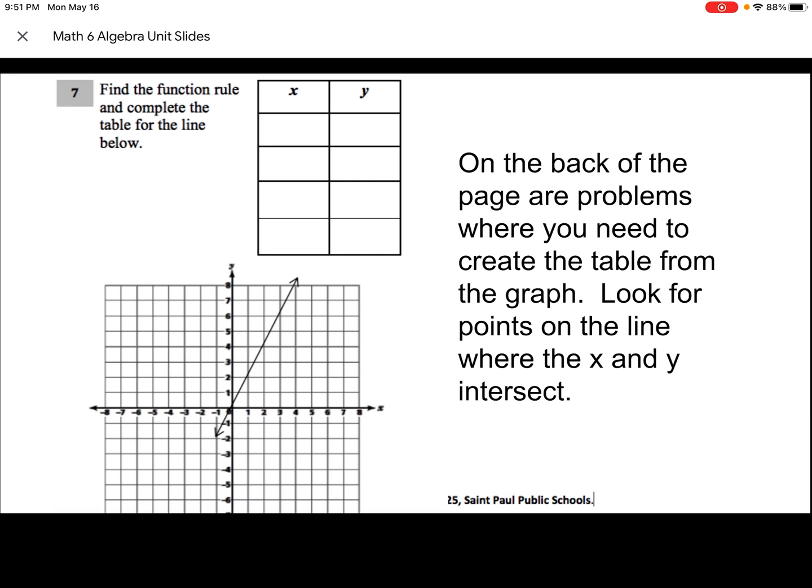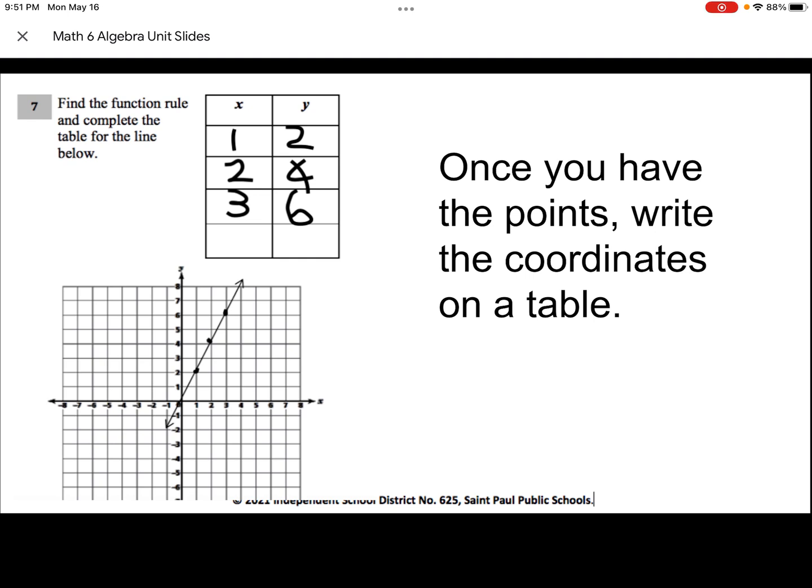So to go from a line to a table, you look for points on the line where the y and the x intersect. You're going to see how sometimes the lines cross through that intersection point, and you're going to mark those points. So I marked 3 points. You only need 2 points, but I think it's always good to have at least 3, just so you can make sure that there's not something off. My first point is 1, 2. My second point is 2, 4. And my third point is 3, 6.